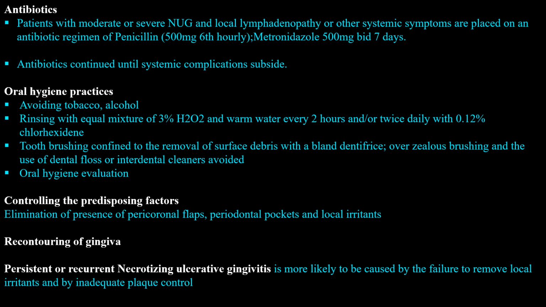The goal is elimination of all the predisposing factors, whether local or systemic. For local, the presence of coronal flaps or periodontal pockets and all kinds of local irritants needs to be eliminated. After the patient is totally symptom free, after the healing phase, a recontouring of the gingiva can be done so as to make it conducive for the further maintenance of the patient. Persistent or recurrent necrotizing gingivitis happens mostly in patients where removal of the local factors is inadequate. So, care needs to be taken that proper plaque control is done as well as maintained.